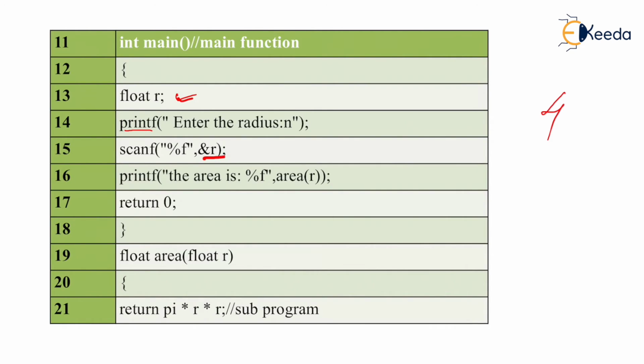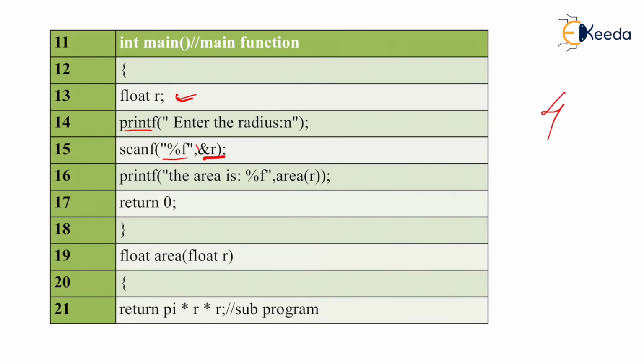How will it get stored? With the help of the symbol that is %f. This is the symbol through which you can store a floating value inside the variable r. Ampersand is a sign which is addressing the variable r. And scanf is a function which is used to save the data inside the variable r.